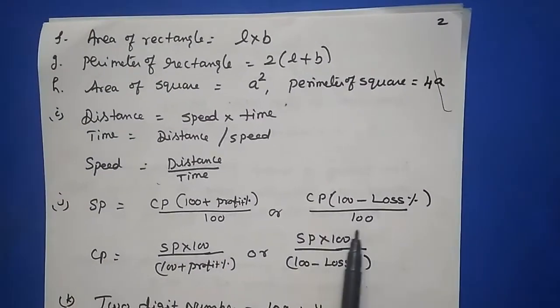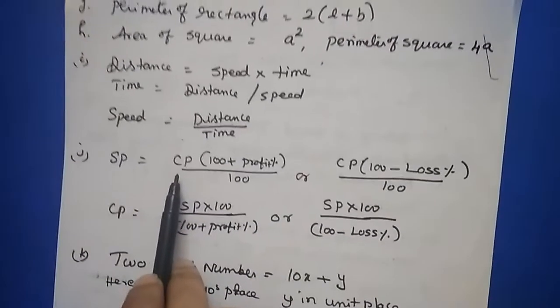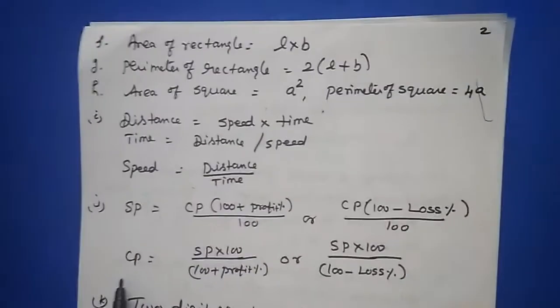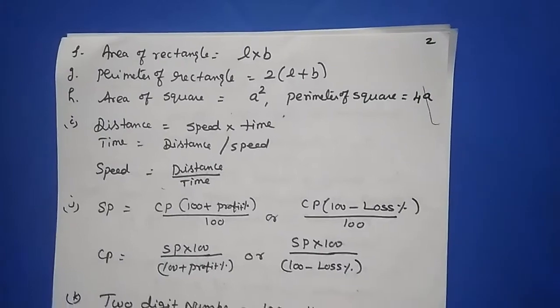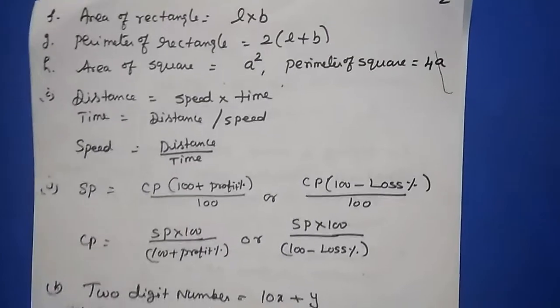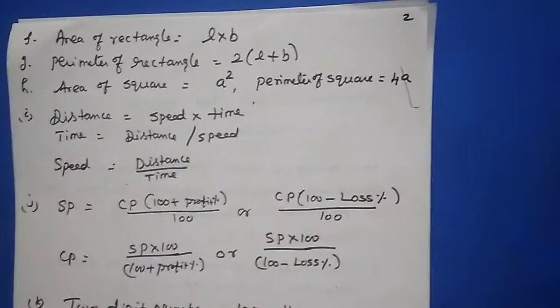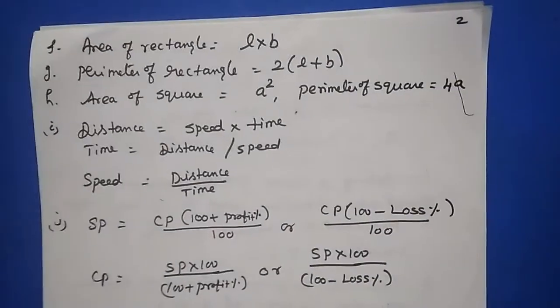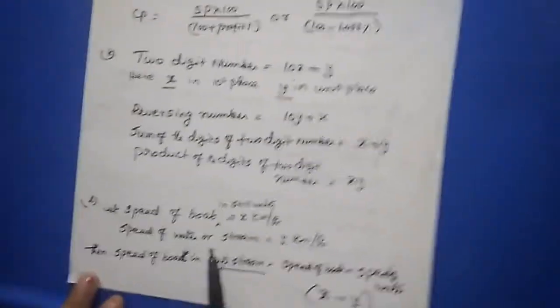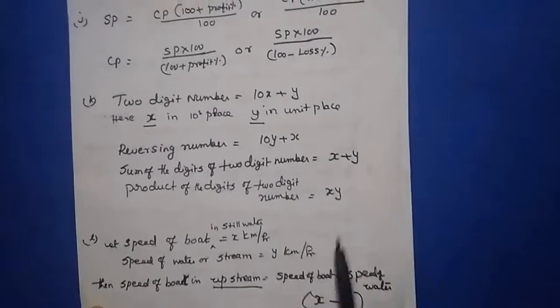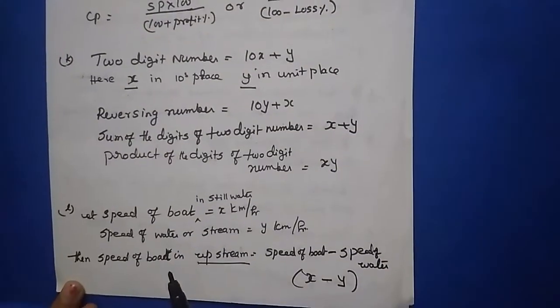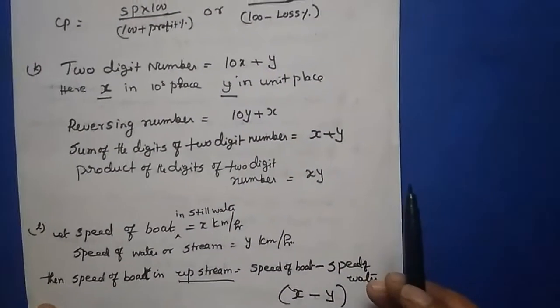Then you can remember only this, and you can substitute in the place of CP. Otherwise, you can learn this formula also: CP is equal to SP into 100 by (100 plus profit percent), or SP into 100 divided by (100 minus loss percentage). Let's come to the two-digit number. For a two-digit number, example 53, you can split it as 50 plus 3. 50 is 5 into 10, and 3 into 1. So 5 is the tens place and 3 is the unit place.